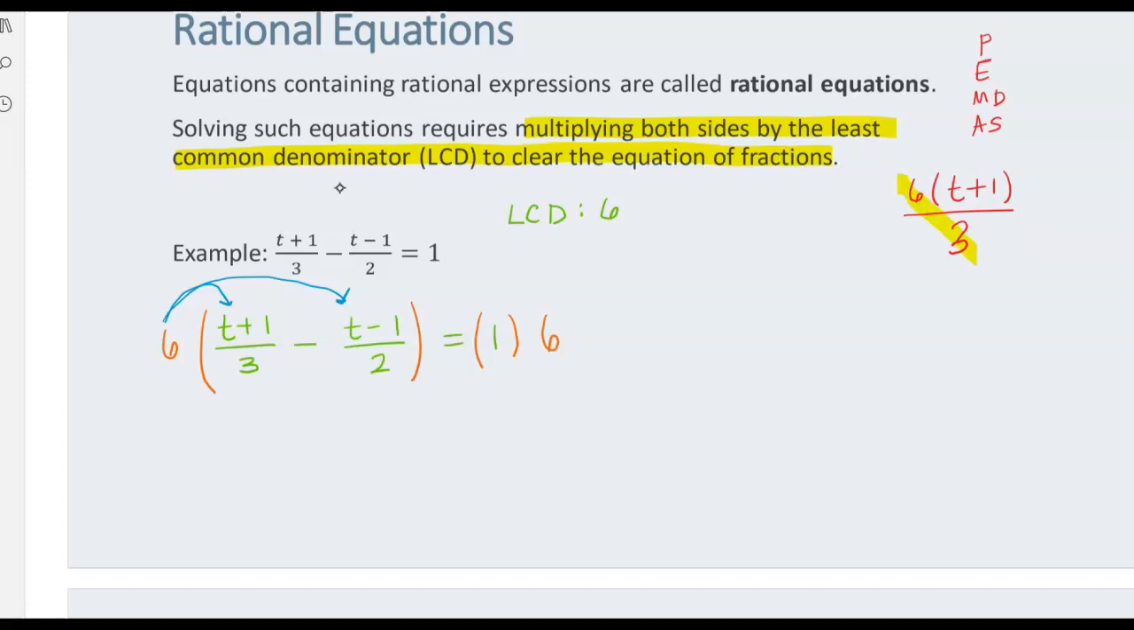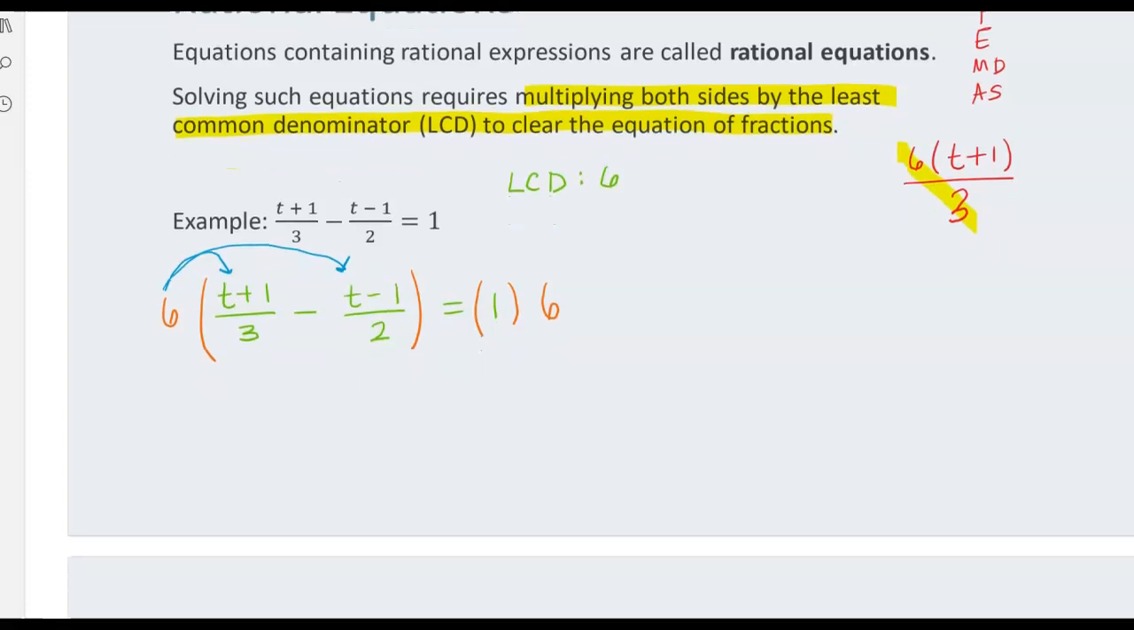So I'm going to think to myself, 3 goes into 6 twice, and then I'll multiply that 2 by the t plus 1. Going to the second fraction, I'll do the same thing again. I'll say that 2 goes into 6 3 times, and then that will get multiplied by the t minus 1. On the right-hand side, we have 6. I'll distribute the 2 and the negative 3 here. Make sure that you remember that negative sign gets distributed so we get a plus 3.